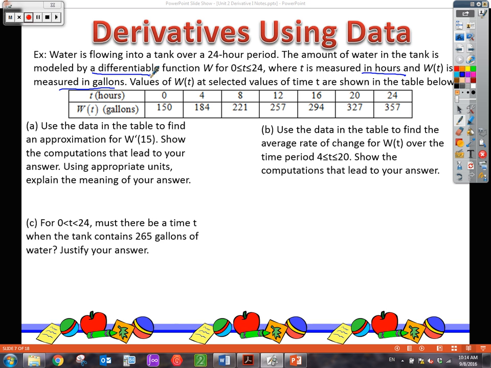Values of W(t) at selected values of time t are shown in the table below. So this is typical. I mean, each year we have a free response with a table of data like this. And what's really important for us to understand about this table of data is we are not allowed to insert any other data in it. We cannot use this and do a regression function on our calculator. We can't do anything like that. It's standalone data. We just have to use it as it is.